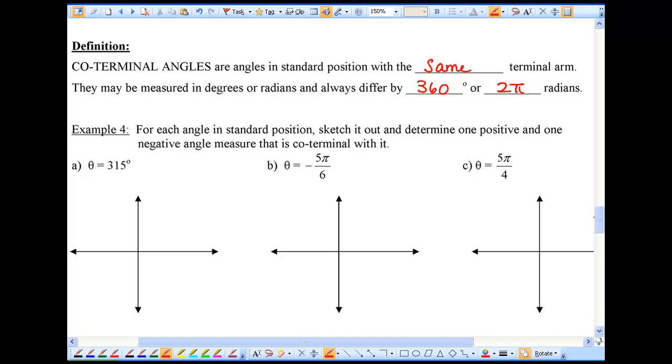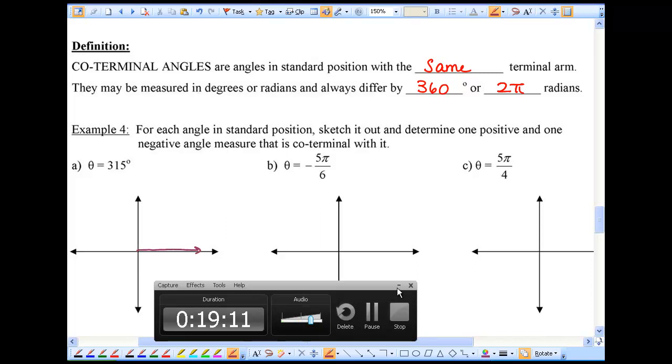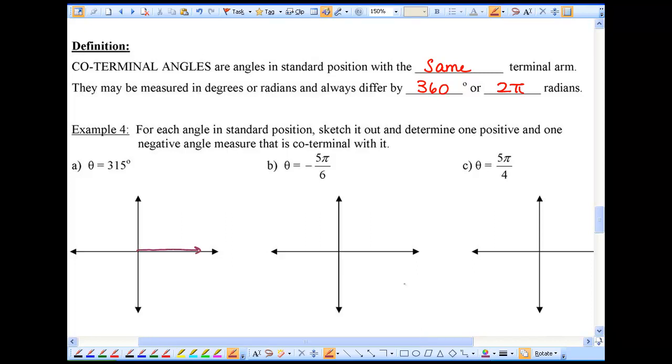Okay? So for each of these cases, example number 4, I'm going to ask you to please sketch it out and then determine one positive and one negative angle measure that is coterminal with it. So 315, I will sketch this out, starting once again on the positive side of the axis here. I'm going to now rotate around 90, 180, 270, 315, stop. There's 315 degrees.